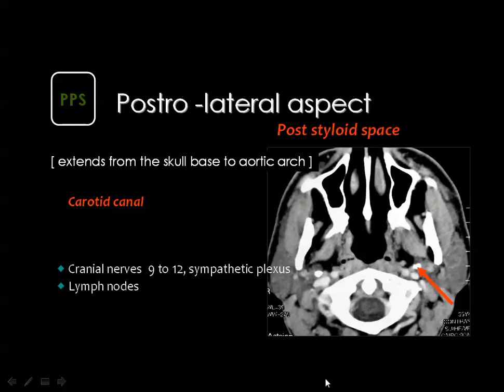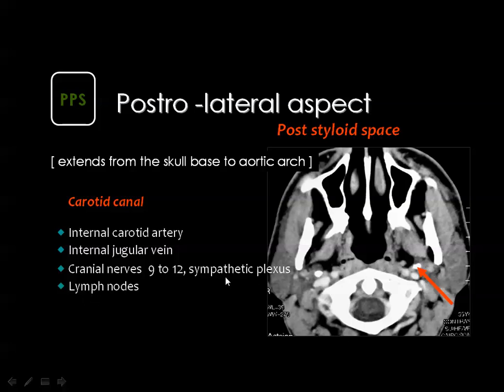And this is the styloid process. Posterior to the styloid, or between the styloid and the cervical spine, this is known as the carotid canal, or the retrostyloid space, or post-styloid space. And the carotid canal, or these names, contain the following anatomy. Number one, the internal carotid artery, the internal jugular vein, the cranial nerves from the 9th to 12th, as well as the sympathetic plexus and the group of lymph nodes.